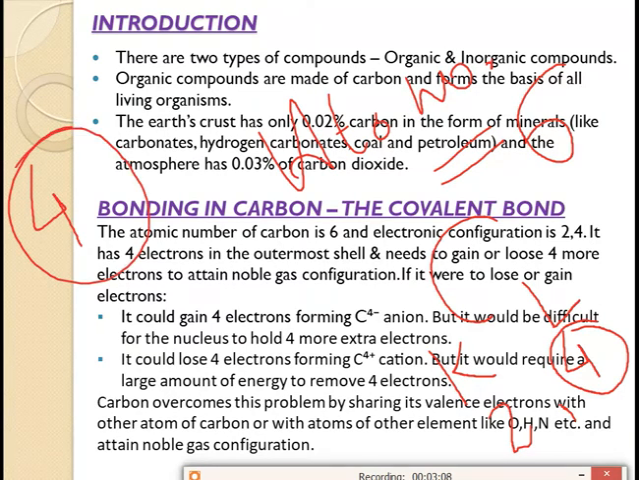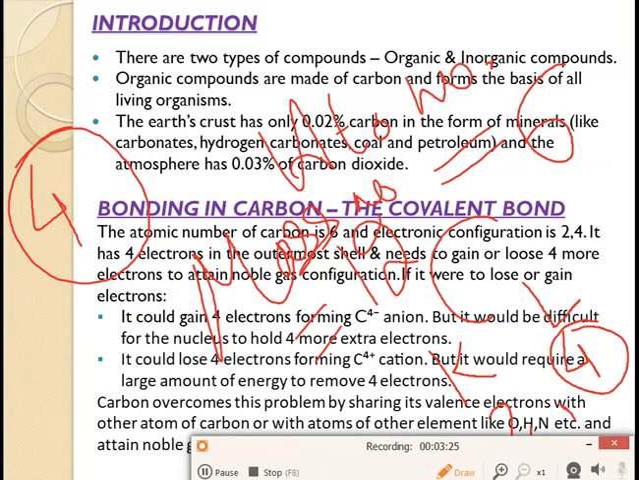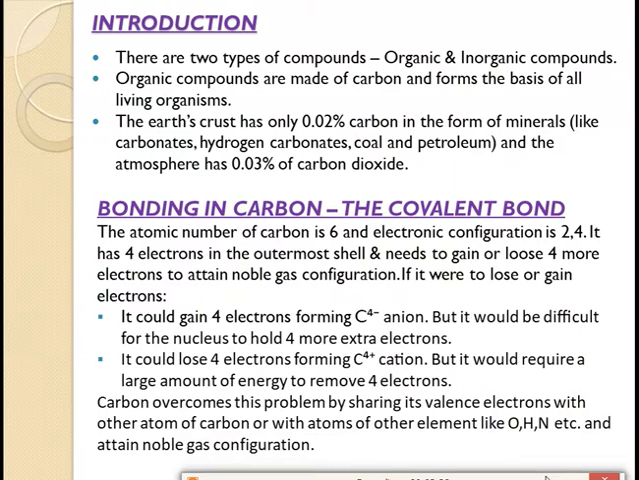Okay. Now one more thing I want to tell you: the atomic number is 6, so what will be the mass number of carbon? The mass number is equal to how much? It is equal to 12. The mass number of carbon is equal to 12. The atomic number is 6 and the mass number is equal to 12.